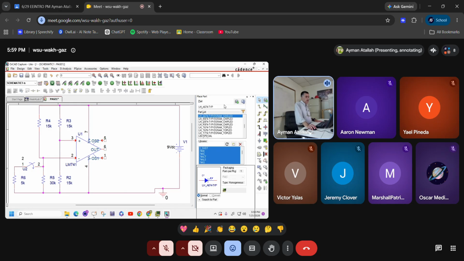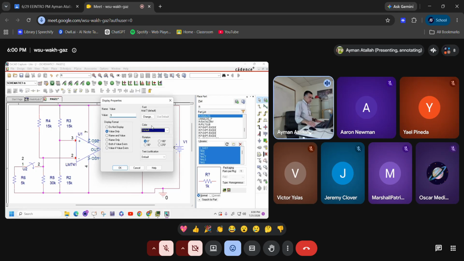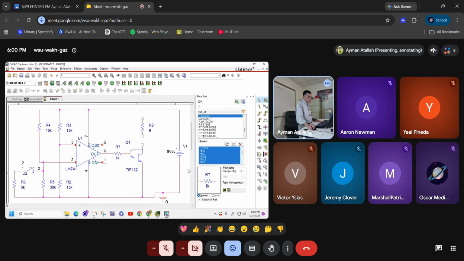Okay, so I need the Darlington pair. It's called TIP122. It is here. I'm going to put it here, connected to ground. I need two resistors. I'm going to put one here. This is high resistance, 10K. And I'm going to put another one here. I need to rotate it. This one represents the motor, that's why its resistance is low. The motor has low resistance in general. Okay, so I'm going to connect this to this, this to this.